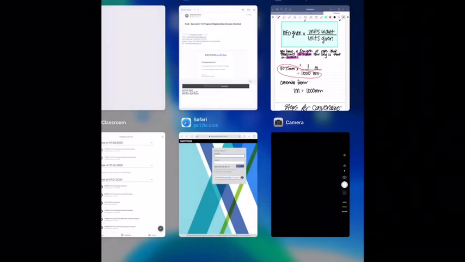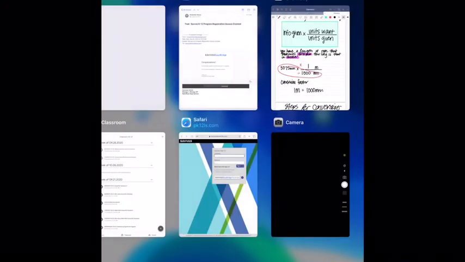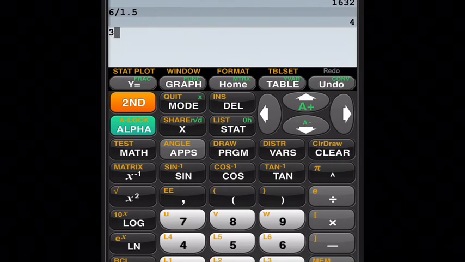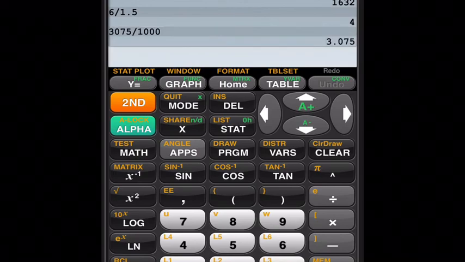Okay, so let's go to the calculator. I can find my calculator today. There it is. So we're going to do 3,075 divided by 1,000. Some of you probably could do that in your head, and that's wonderful, but I'm going to put it in the calculator for those of you who are a little iffy on how to put it in. So I did 3,075 divided by 1,000. That is 3.05.